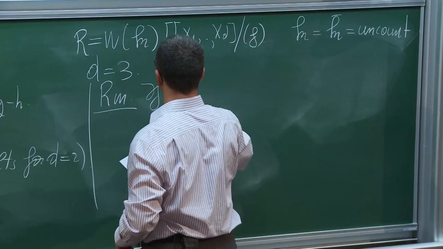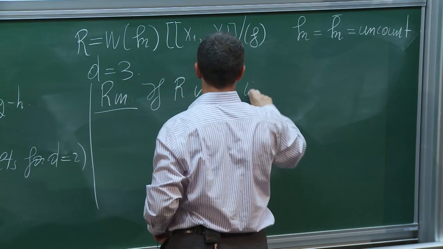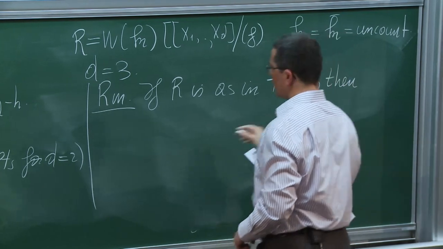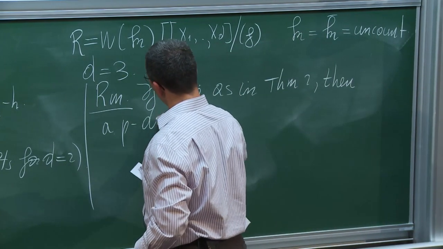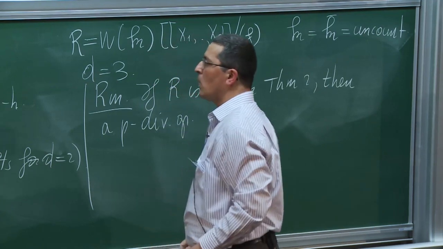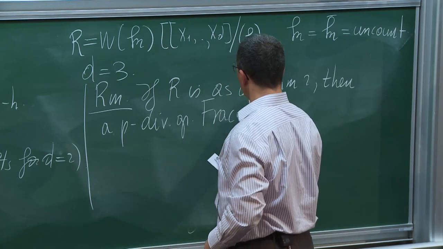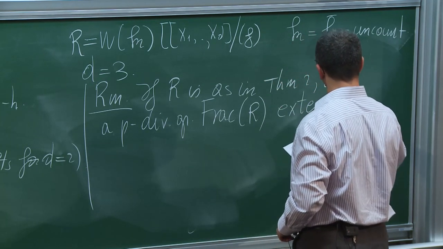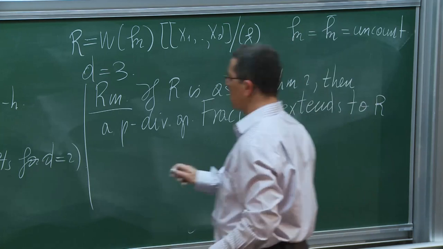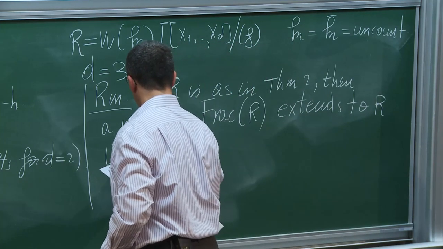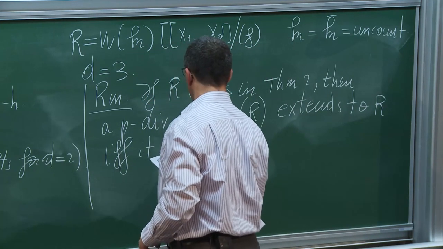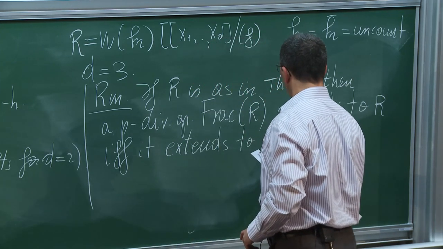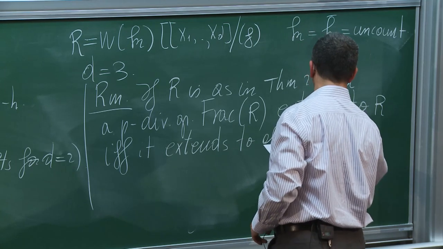If R is as in theorem 2, then a p-divisible group over the field of fractions of R extends to R if and only if it extends to all DVRs, which are, of course, local rings of R. It extends to all DVRs of X.